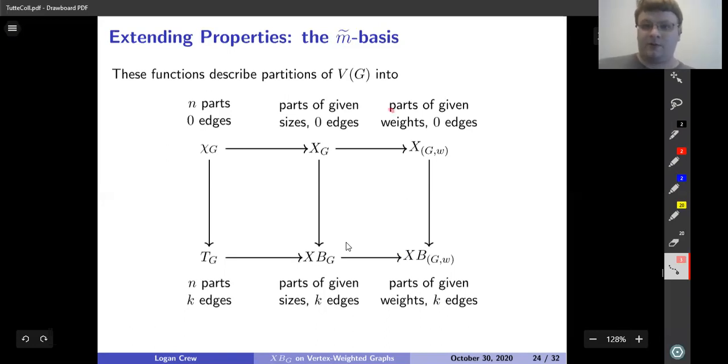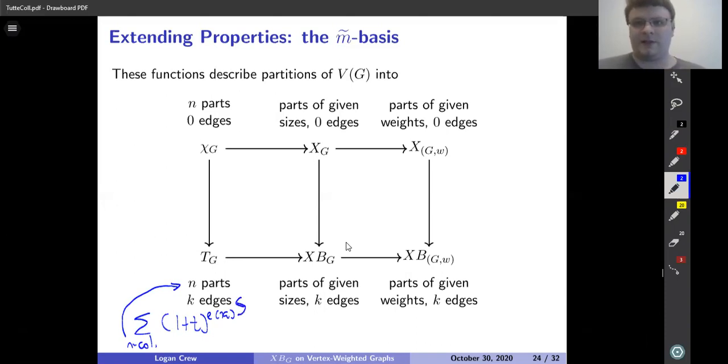And in X_GW, we now can tell the parts have given weights. In the Tutte polynomial, one thing you can do is we saw that you can figure out how to partition the graph into n pieces by giving them colorings, but we no longer require that the parts have no edges inside of them. In fact, we can tell how many total edges are inside of them because that was exactly what happened when we took this sum of 1 plus t to the e of kappa over all n colorings. These n colorings partitioned it into parts, and this number is the number of edges within parts because it's the number of edges connecting two vertices that got the same color.